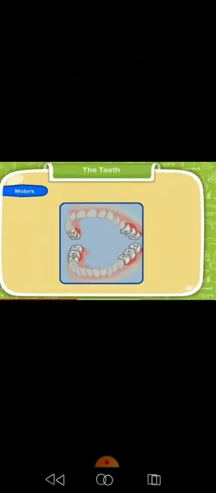So these are the four different types of teeth. Number first was incisor, number second was canine, number third was premolar, and number fourth was molar. All of these make our teeth, and we have 32 teeth in our mouth: 16 in the upper jaw and 16 in the lower jaw. So 16 plus 16 equals 32.